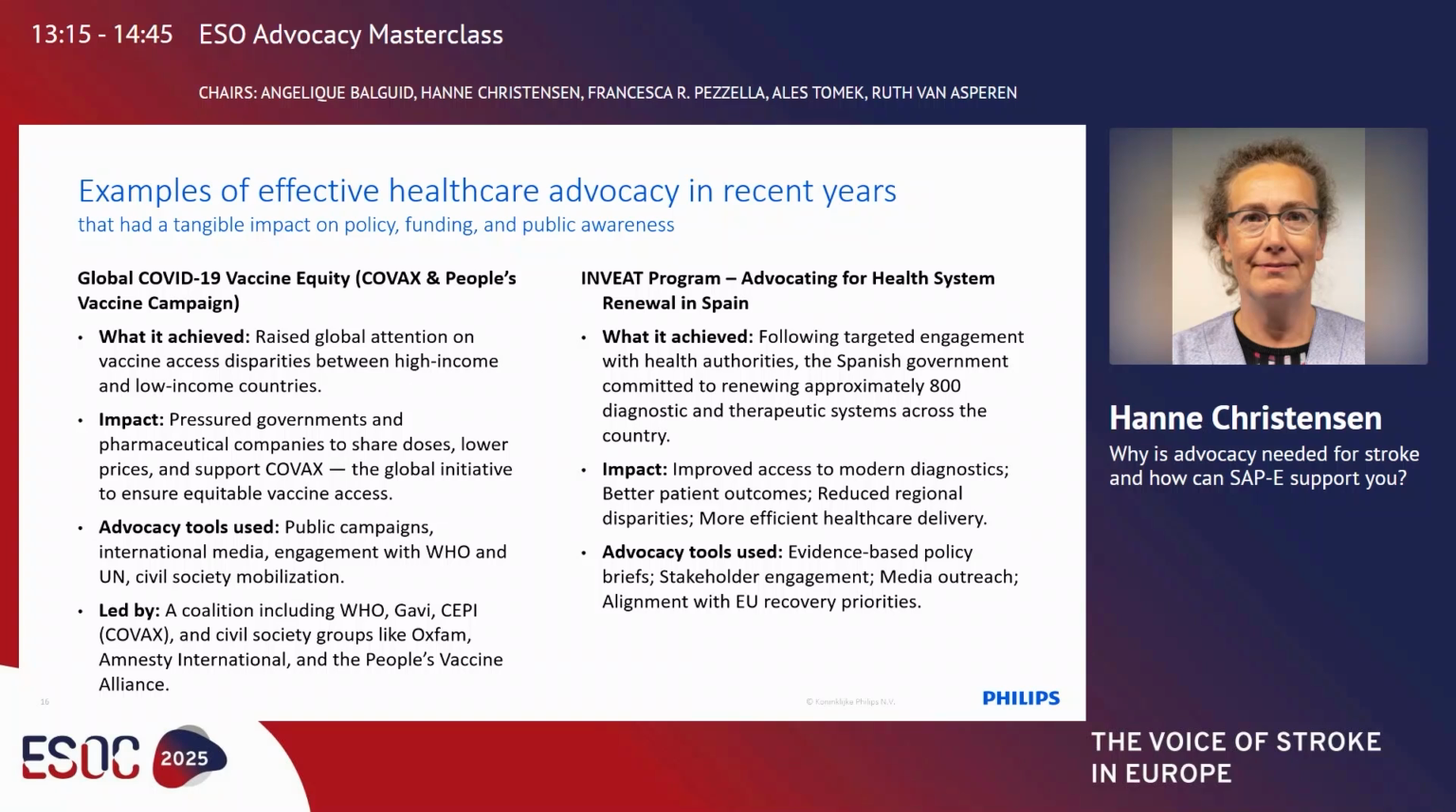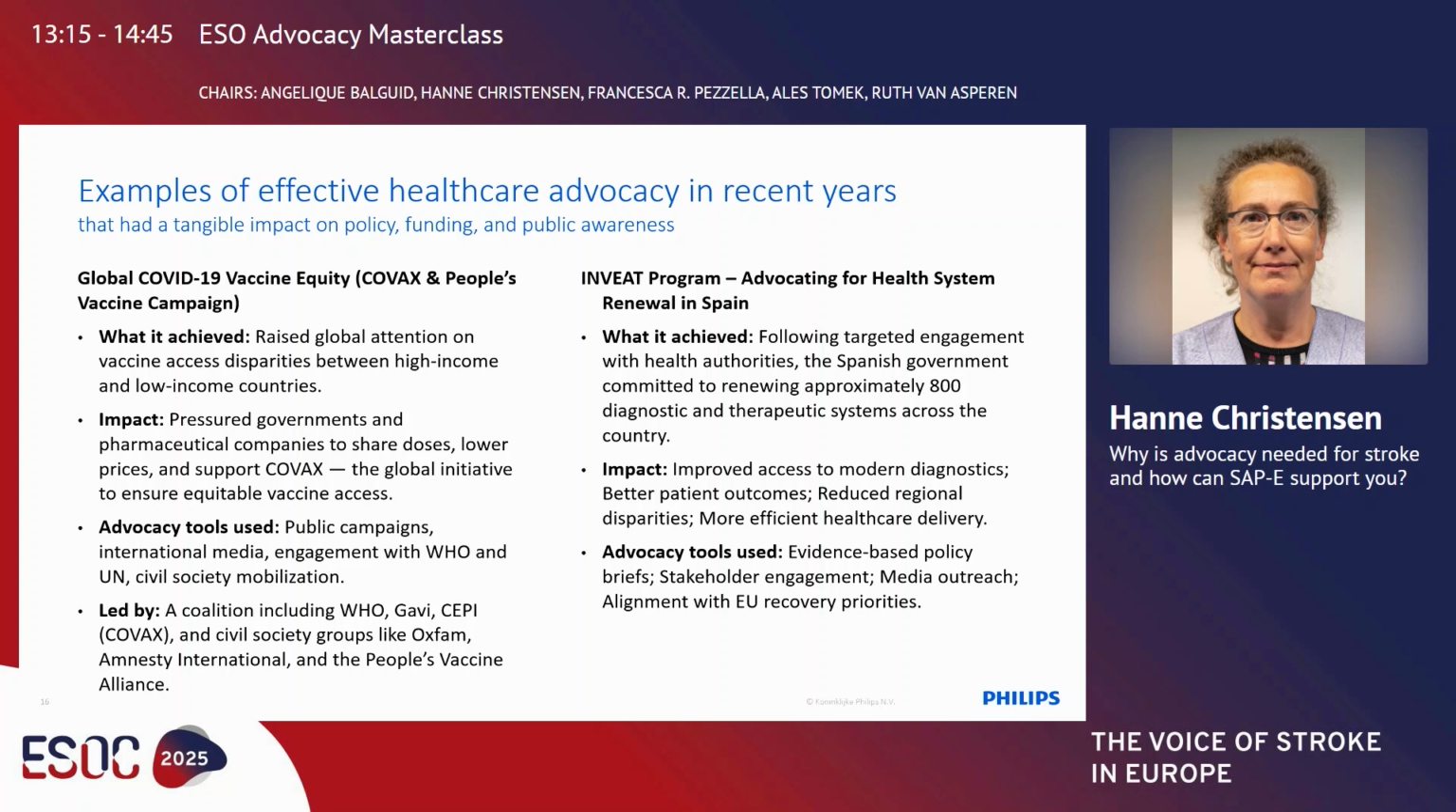Then if you look at two best practice examples, there's a lot of text here, but it shows what two best healthcare advocacy examples are from recent years. I think a lot of you know the first one, which is all about COVID. What was achieved by the COVID-19 Vaccine Equity Alliance and COVAX is that it raised global attention on vaccine access disparities between high-income and low-income countries, and it had a huge impact by pushing a lot of pressure on governments and pharmaceutical companies. The tools that have been used to advocate for this and to bring this to the public are public campaigns, international media, but also engagements with the WHO, the World Health Organization, and the United Nations.